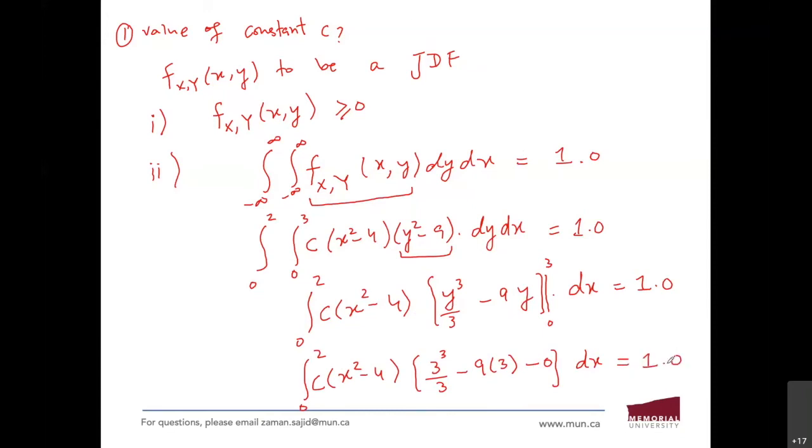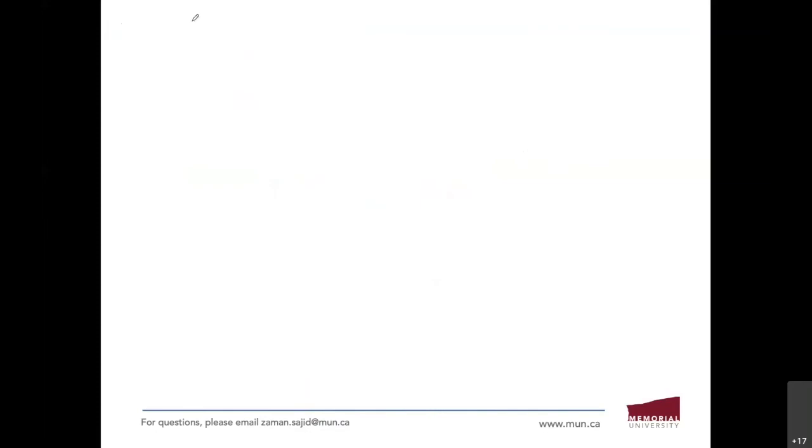Okay, so I need to go to the next slide, please. Now in the next slide, I'm going to simplify this one and see what number I get. Once I simplify that, I have c times x squared minus 4 times minus 18 is the number that I get, times dx, and the integral from 0 to 2 should be equal to 1.